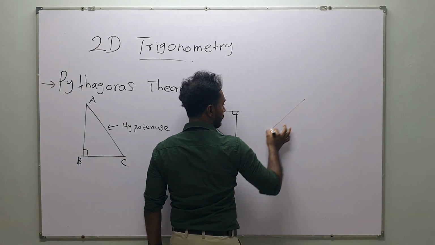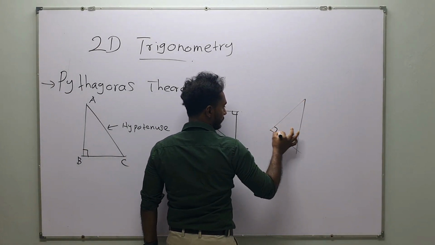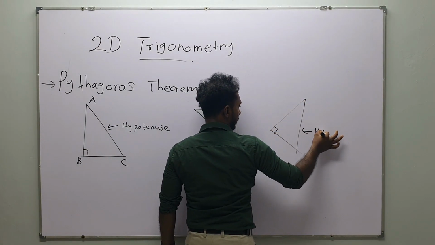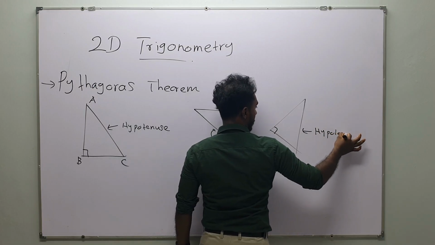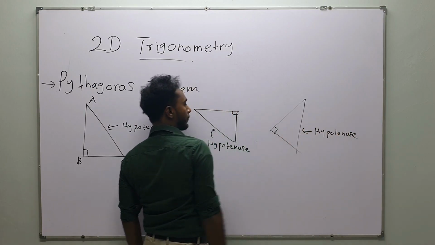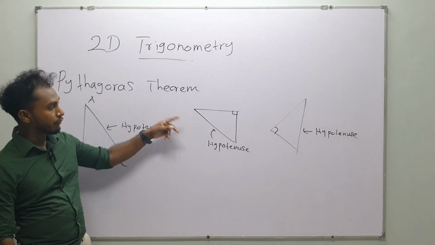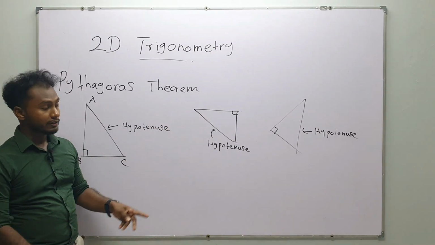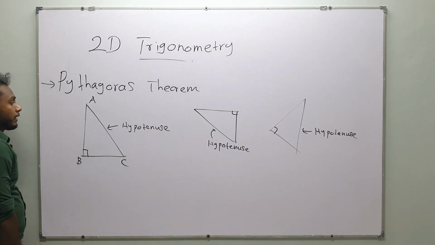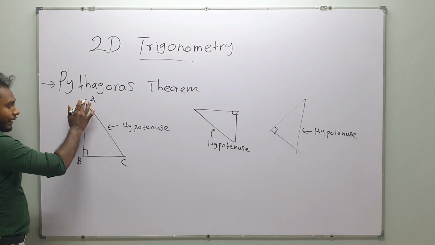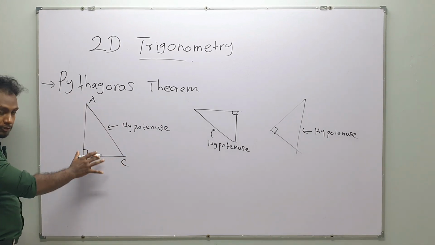You might have different orientations, right? Like this. This is the hypotenuse again. It is always opposite to the right angle. So that's how you identify that. And also it is the longer side. Okay. Then the side AC is the hypotenuse of this particular triangle.